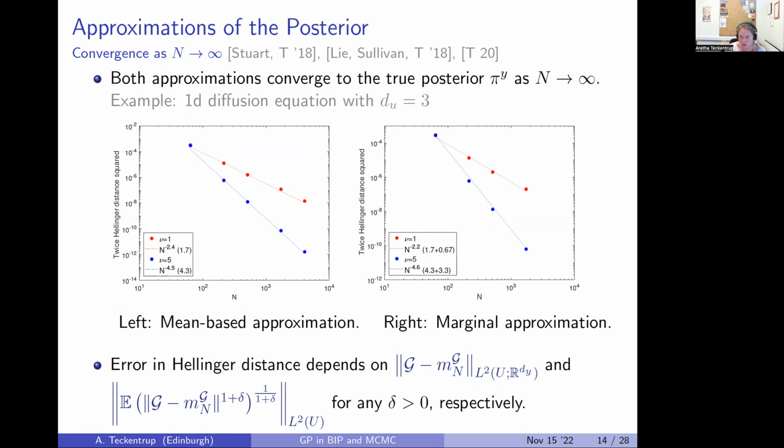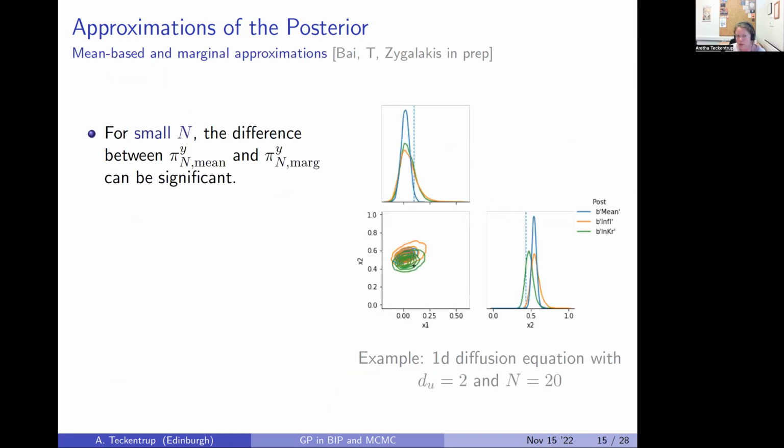So for large n, as n tends to infinity, there's not going to be much of a difference. But it turns out that if you only have a small number of data points, then there is a significant difference. And remember, this is the case that we're typically going to be in. If you're only able to solve your PDE a small number of times to construct the surrogate model, then this is the situation you'll be in. So the mean-based approximation and the marginal approximation can look qualitatively very different.